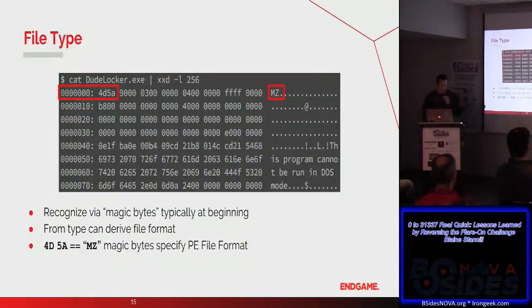So, how do you recognize if it's of the PE file format? Windows typically has a .exe extension, but if you actually want to know the file format, its file type, typically you can figure that out by looking for magic bytes that come at the beginning of the file. So if we take one of the challenges, Doodlocker, and look at the first few bytes in a hex editor, you can notice the 4D5A, or MZ, and that's the giveaway to the PE file format.